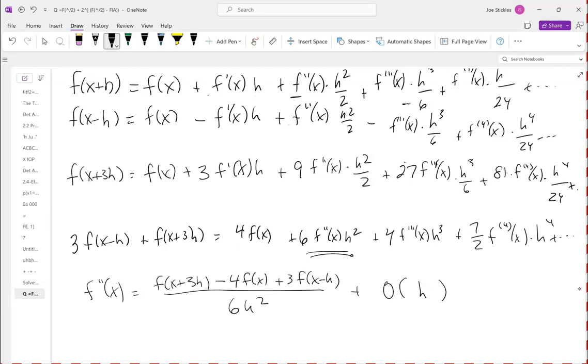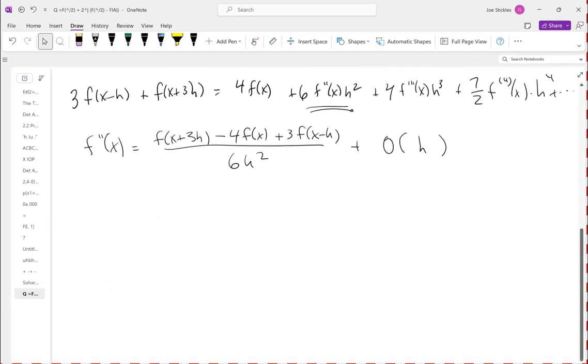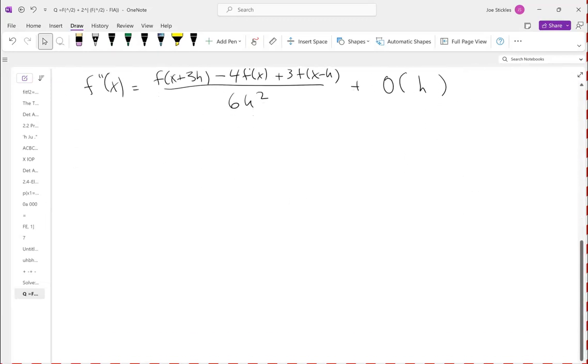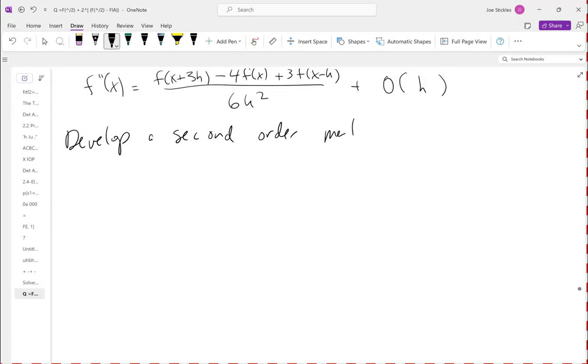Should we do another one? Yes. Let's do one with the first derivative and see what happens. Let's say you want to develop a second order method for the first derivative using f of x minus 2h, f of x, and f of x plus 3h.